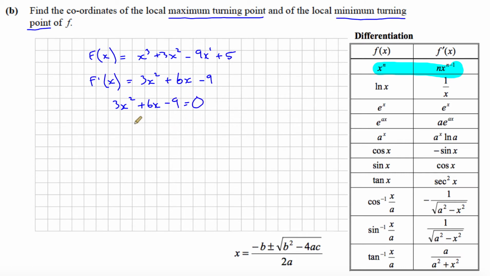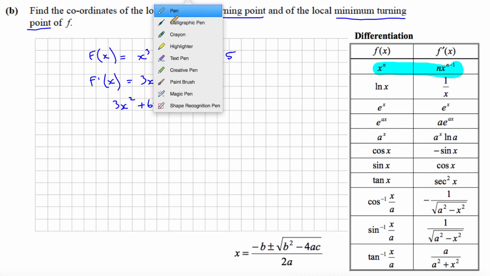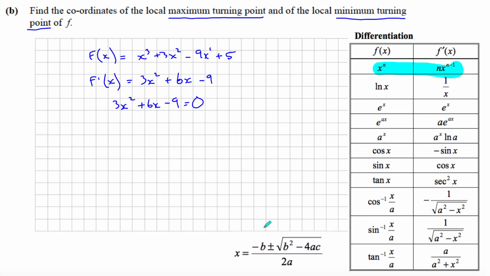So this gives us a quadratic equation that we can solve. We can use the quadratic formula, which I've also taken here from the tables book, or you can divide everything by 3 and factorize. So I'm just going to use the quadratic formula. Remembering, my a value will be the number in front of x squared. My b value will be the number in front of x, positive 6. And the c value will be the constant at the end, which is minus 9.